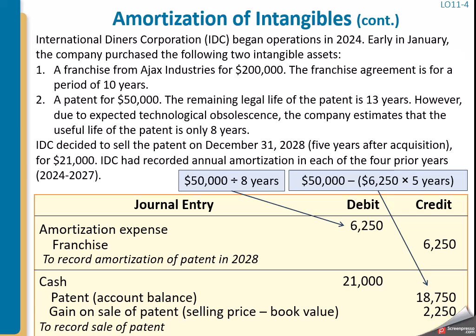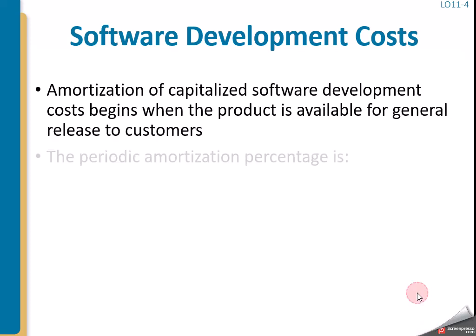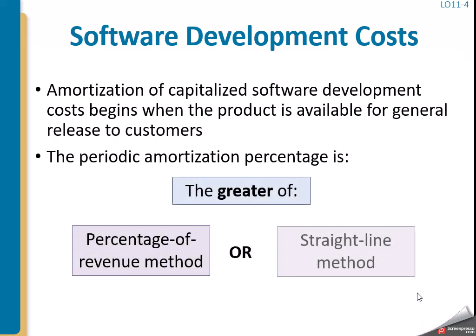So now they decide to sell that patent. Are they selling the franchise? What are they selling? Yeah, they're selling the patent. So they decide to sell the patent for $21,000. So the cash comes in. We're going to compare it to the net book value. So we started at 50. We've depreciated it for 5 out of the 8 years. So then we would have a gain on the difference, because we got more than what was on our books.